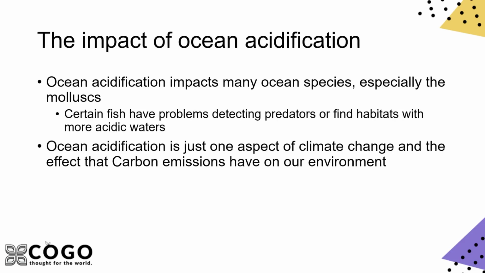Now that you've learned about ocean acidification and how it is caused, what are the impacts of it? Well, ocean acidification impacts many ocean species, especially the mollusks. So certain fish have problems detecting predators or finding habitats with more acidic waters. Also, ocean acidification is just one aspect of climate change and the effect that carbon emissions have on our environment.